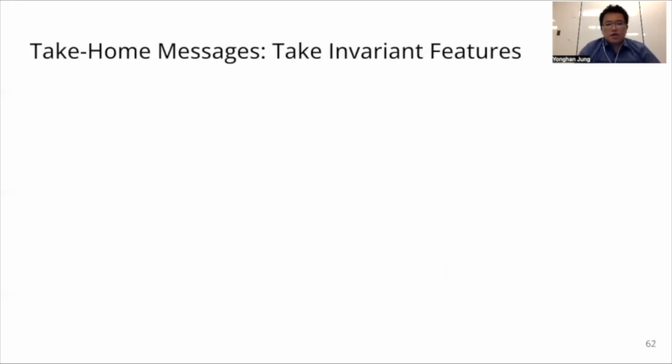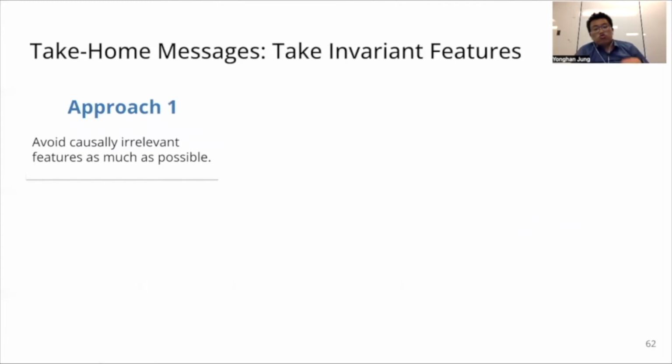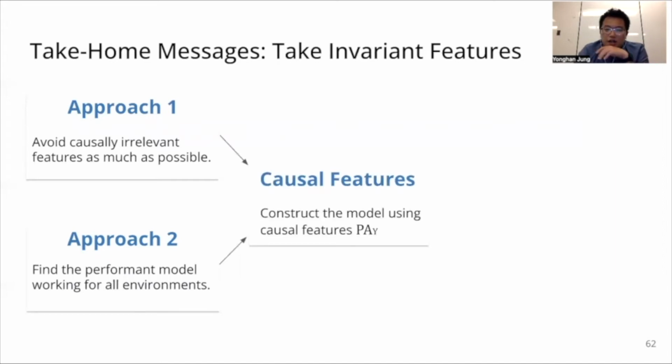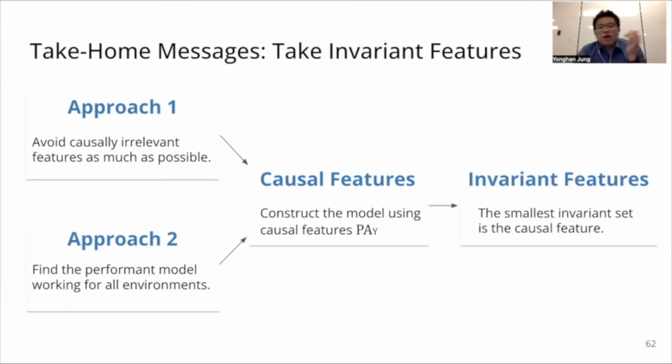So far, we discussed two approaches, which are to avoid the causally irrelevant features and to find the most performant model for all environments. These two approaches are reduced to finding the causal features and using them to construct a machine learning model. And our last result states that the smallest invariant features are highly likely the causal features. So to prevent the shortcut learning bias, we have to use the smallest invariant set and construct a machine learning model with these features.